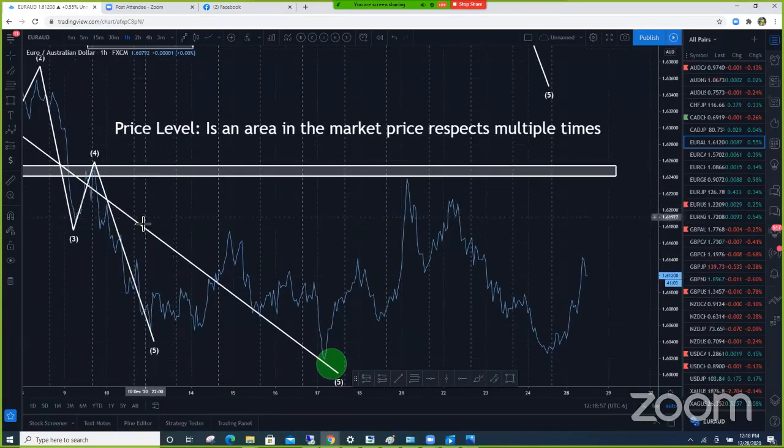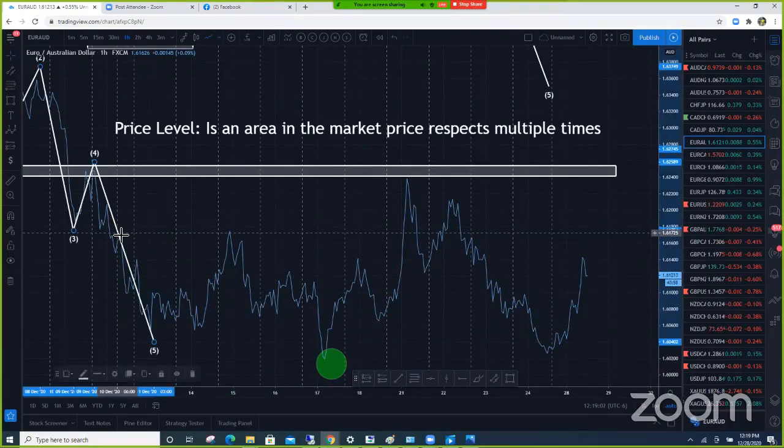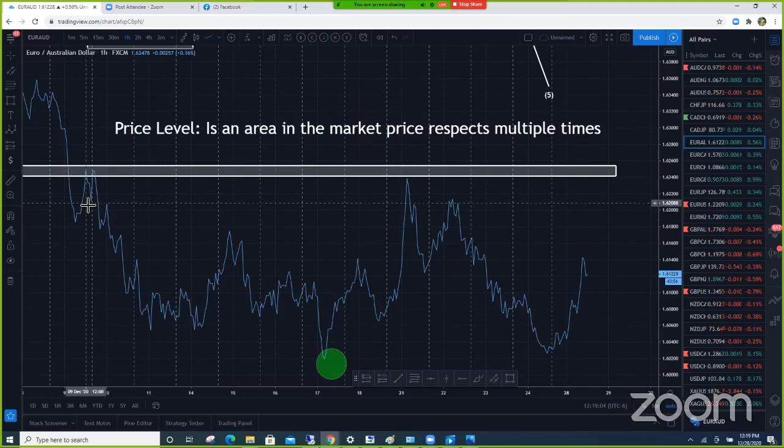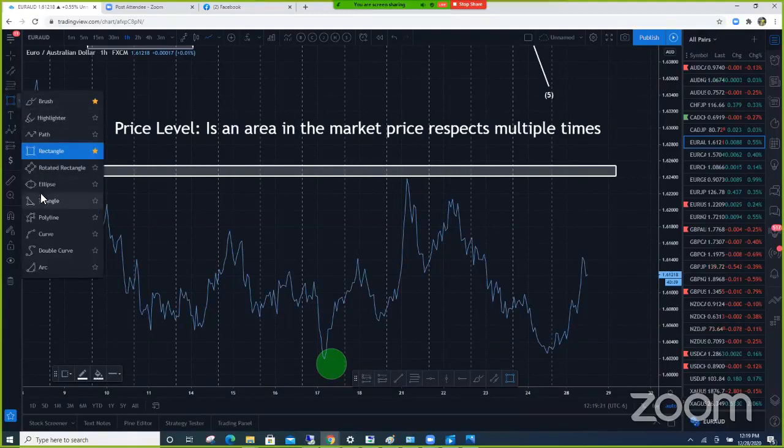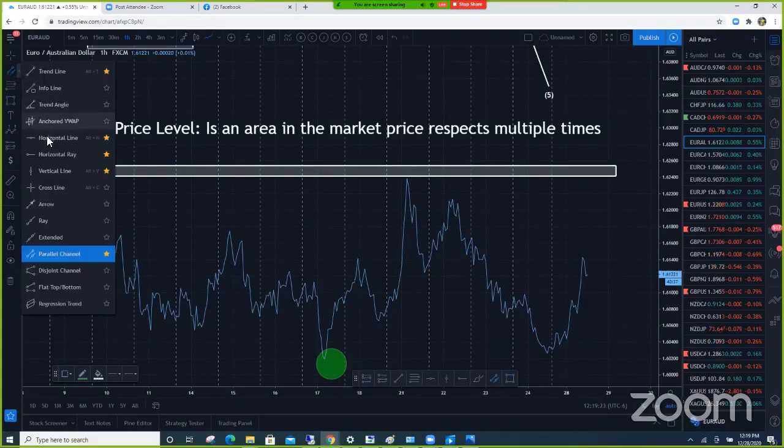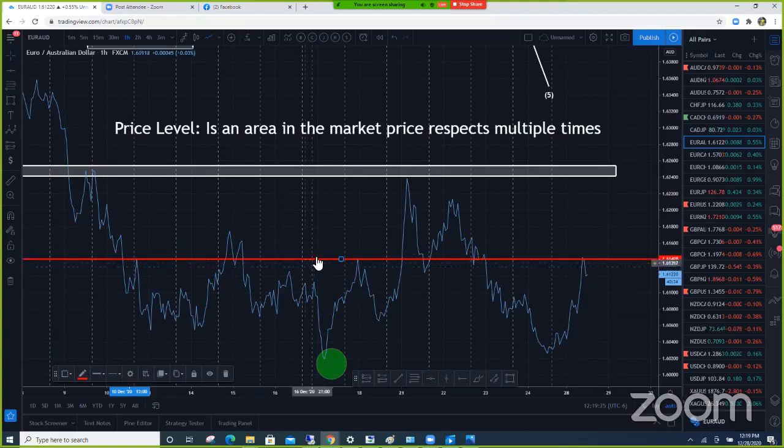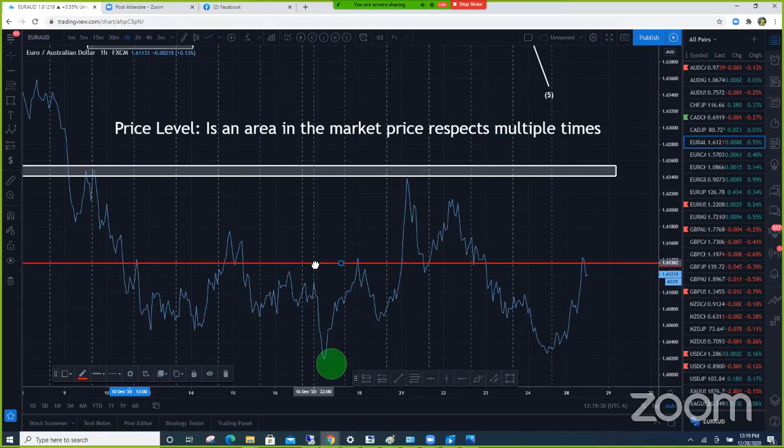And what you want to do, let me actually take that off real quick. So what you want to do is find an area where there's a lot of, I guess, pivots or turnarounds. The easiest way to do this is you take a regular horizontal line, place it on the chart, and you kind of see where price likes to line up.